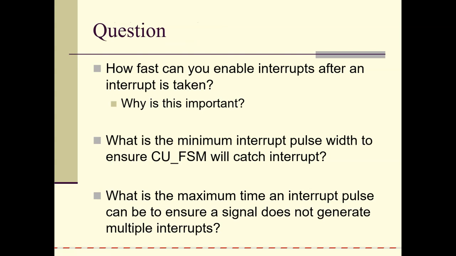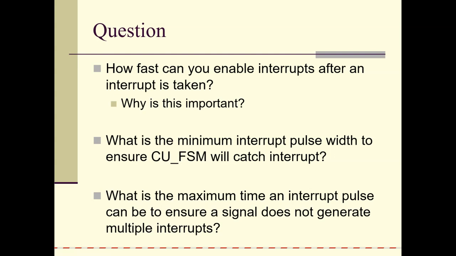So the question here is how fast can I enable interrupts after an interrupt is taken? This is kind of important, because the issue is: is it possible to disable interrupts under firmware control? And yeah, it is possible, but it won't work in every situation. So what we want to do here is have the hardware automatically disable the interrupts, so the firmware doesn't need to deal with it. And that prevents the same interrupt signal from being processed twice.